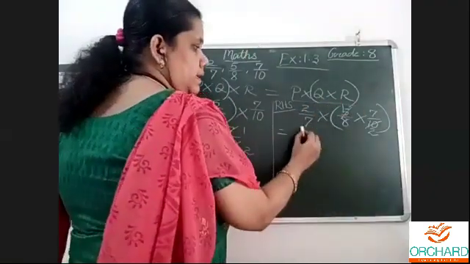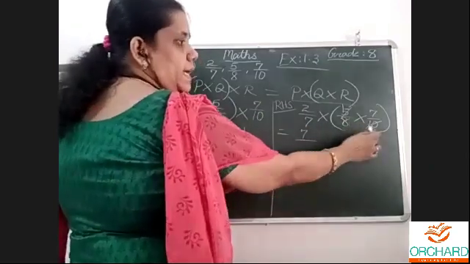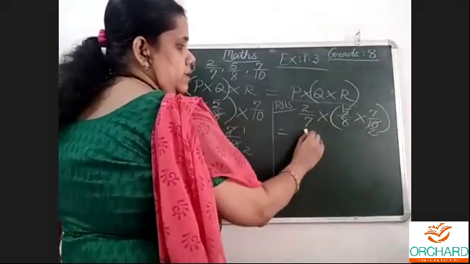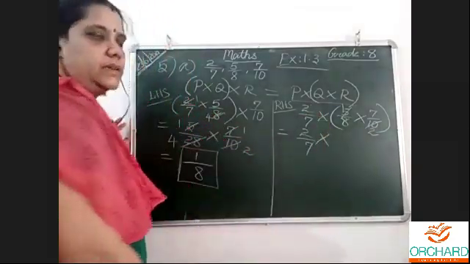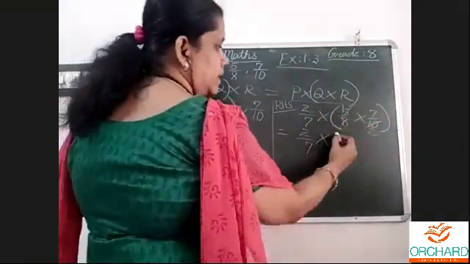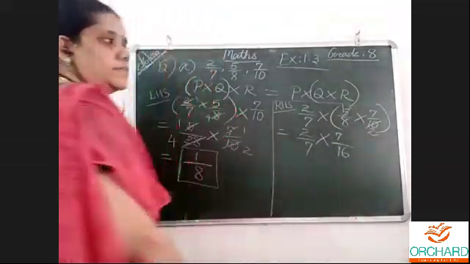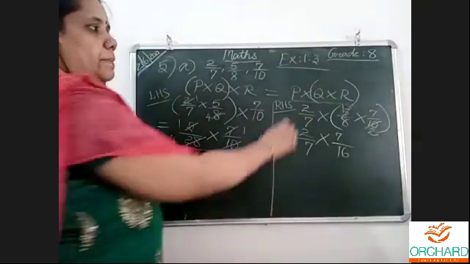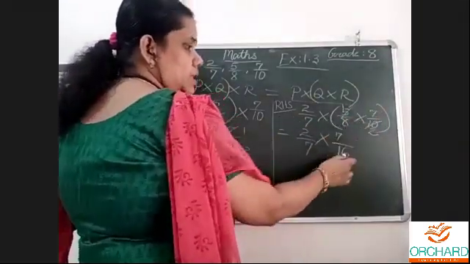1 7s are 7. 8 2s, here I will write. First I will copy this number, 2 by 7. Then I must write here, 1 7s are 7. 8 2s are 16. First number P as it is, Q and R I multiplied. 1 7s are 7. 8 2s are 16.